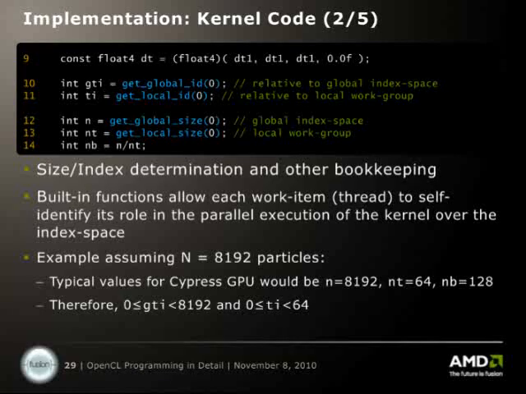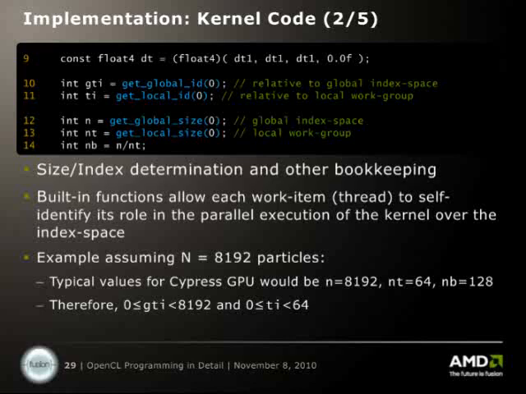Lines 10 and 11 are where the kernel is able to, in some sense, self-identify and find out, when it's being executed, how it fits into the larger index space over which all of the threads run. So line 10 is getting the global ID. OpenCL has built-in functions that allow you to get this information.